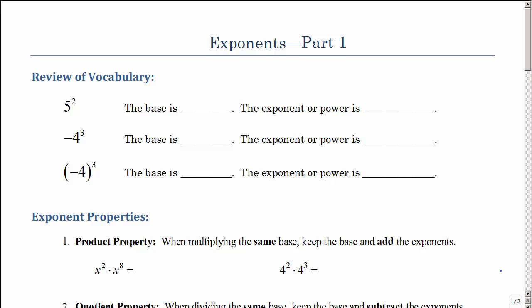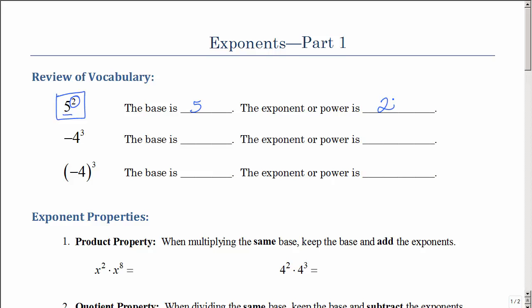In this lesson, we are going to look at exponents. Now, most of you probably know what an exponent is, but we're just going to go over some of the vocabulary. If we have this expression right here, we have a base and we have an exponent. The base is 5, that's the big number on the bottom, and 2 is the exponent, or sometimes it's referred to as the power.